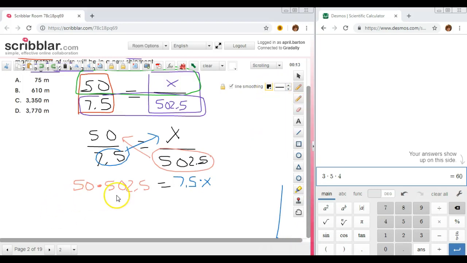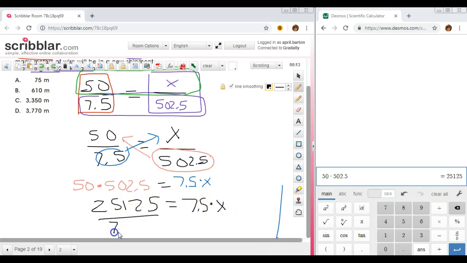Now we plug the 50 times 502.5 into a calculator. Sometimes I forget I have to either clear it out or go to a new row. So I cleared it out, and we're going to multiply 50 times 502.5, which is 25,125. Now we're left with an equation where we need to do an opposite. This is multiplied by x, so we need to do the opposite and divide.